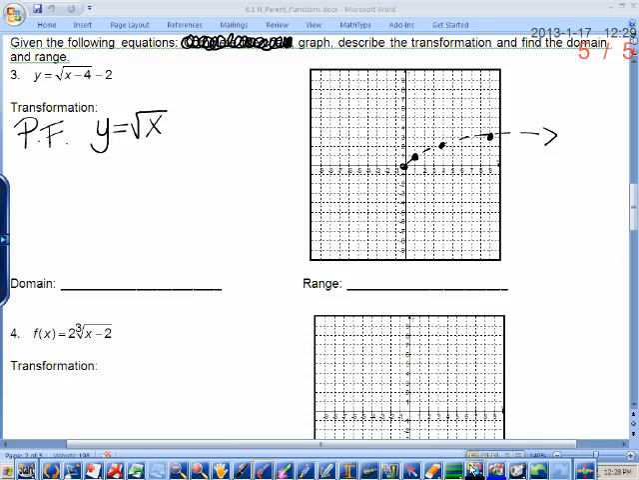All right, let's list our transformations going from left to right. So what's the first thing we see? X minus 4. Okay, and what does that do? Right, 4. And then this minus 2? Down 2. So take each of your points from your parent function and go right 4, down 2.